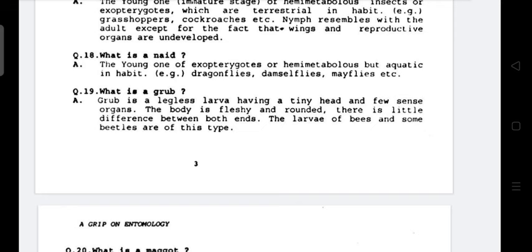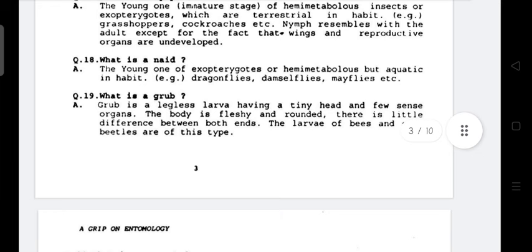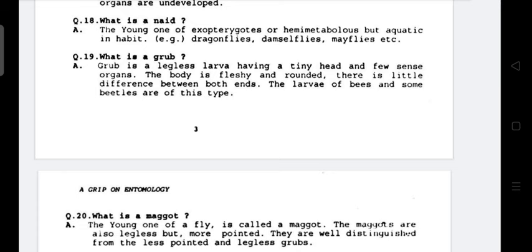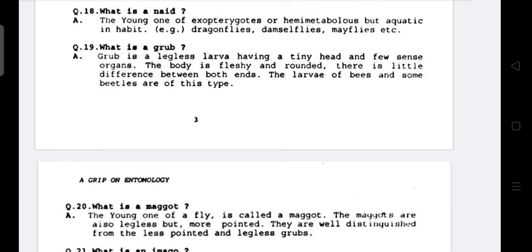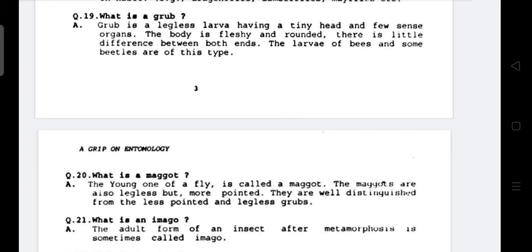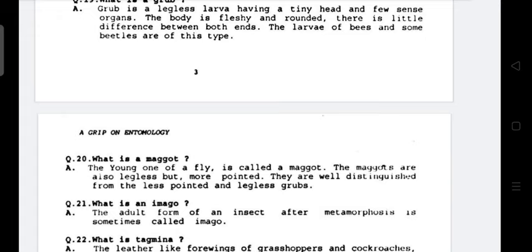Nymphs may be terrestrial, gnats are aquatic. What is a grub? A grub is a legless larva having a tiny head and few sense organs. So they don't have legs. The body is fleshy and rounded. There is little difference between both ends. The larva of bees and some beetles are of this type.